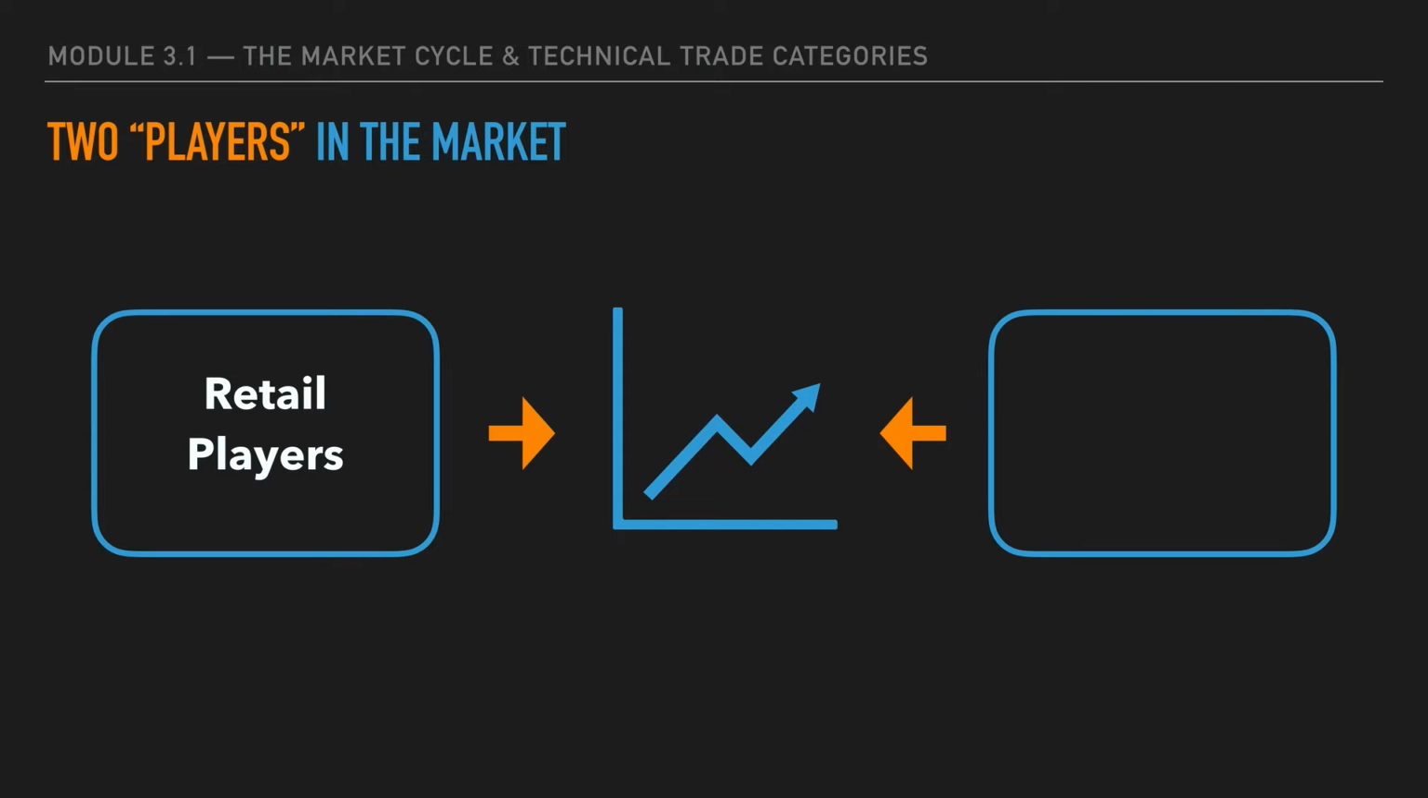One group is the retail players. These are the mom and pops of the market, usually with small capitals. The other group is the institutional players. They're the large financial institutions like banks, hedge funds, insurance companies, and even governments.